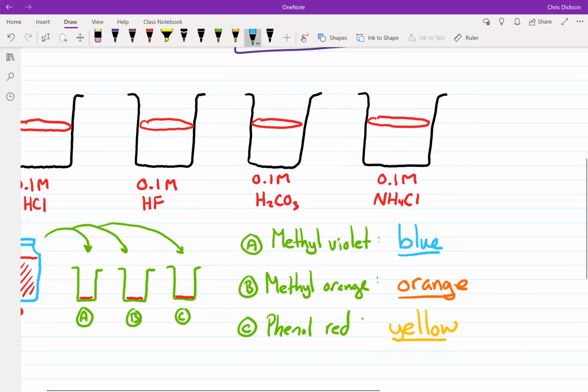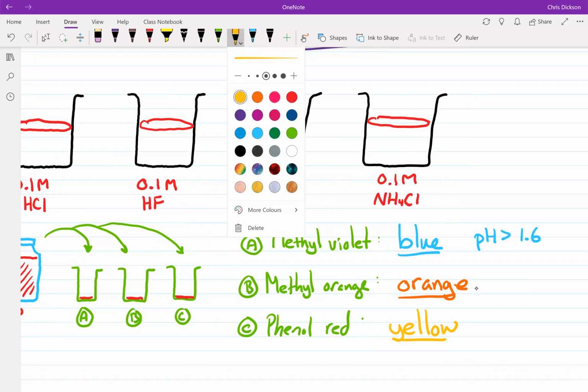So according to methyl violet, if you are blue, your pH must be bigger than 1.6. So it must be bigger than 1.6. And if you are methyl orange, then you should be, well, you're either red if you're below 3.2, and you're yellow if you're above 4.4. So 3.2.